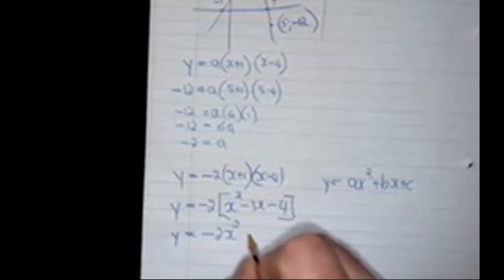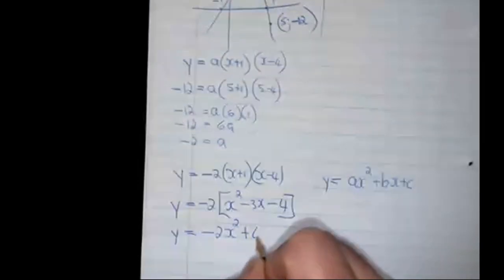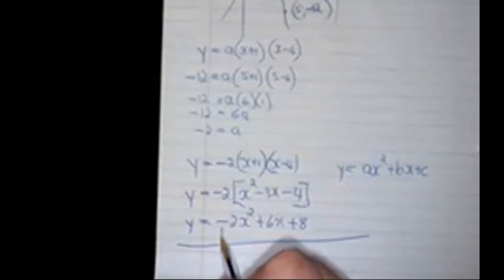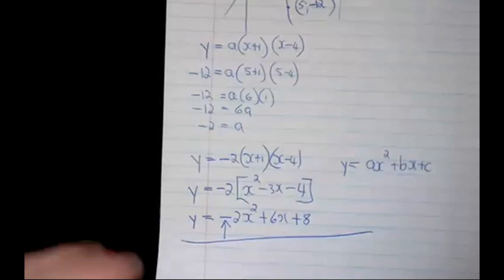So negative 2x squared, positive 6x, positive 8. Now it's in standard form. And that sign over there is a negative, which it's supposed to be because it goes like that. Can you see? And we're happy.